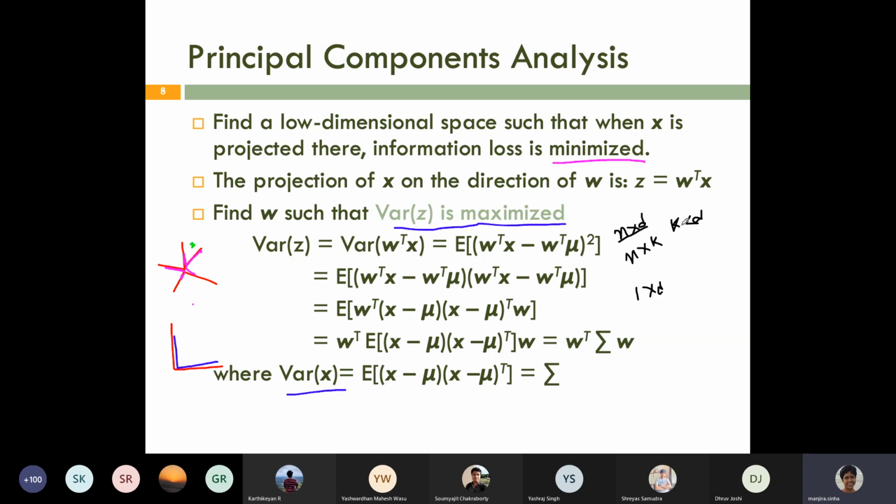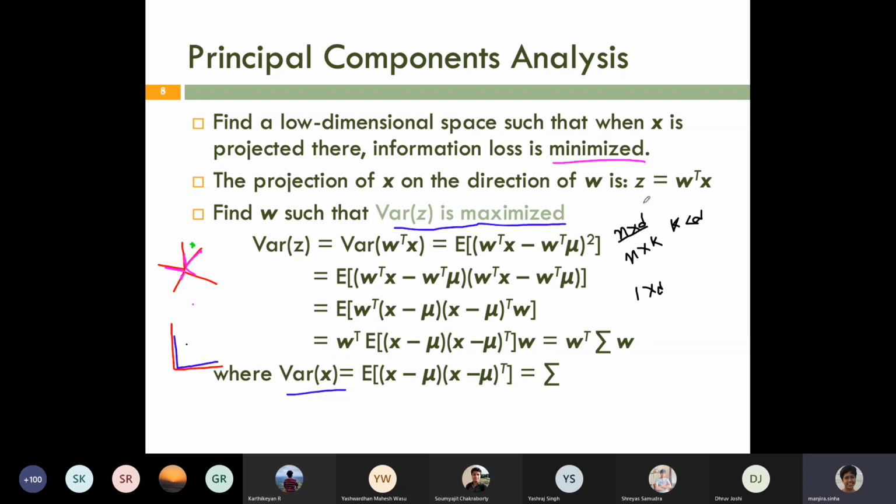How can I say that? Basically, Z is not the new data set. We are not changing the data set. We are plotting the same data set from, say, this 5 dimension. Now I will plot the same number of data in this 2 dimension. And how I come up with this 2 dimension is based on the maximization of the variance of Z.